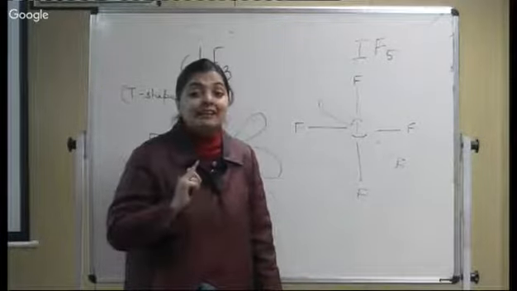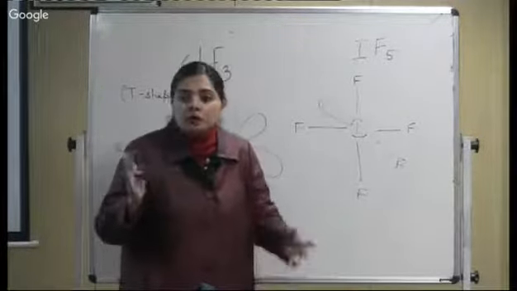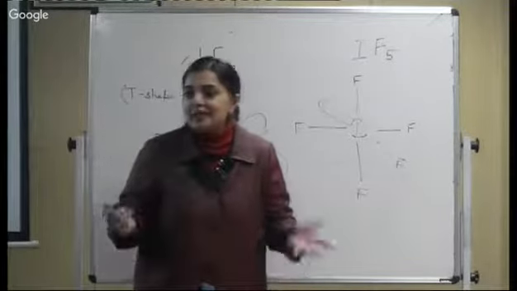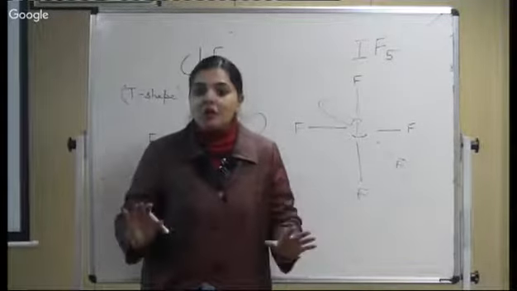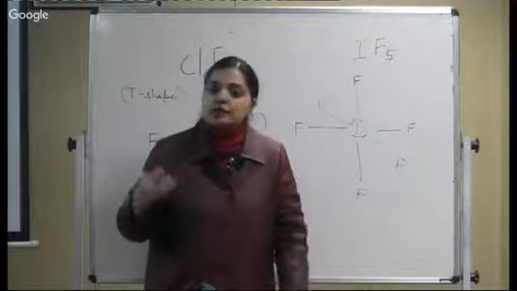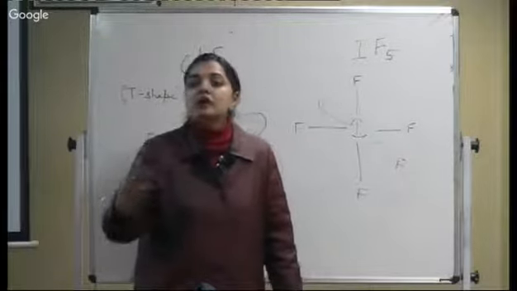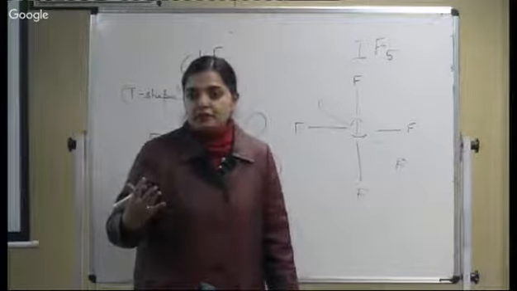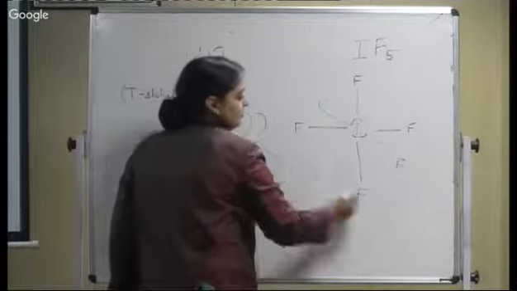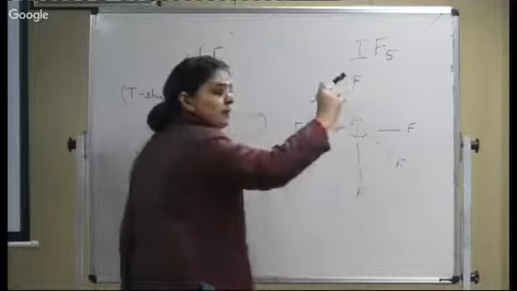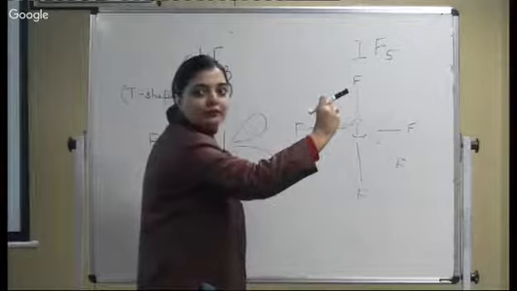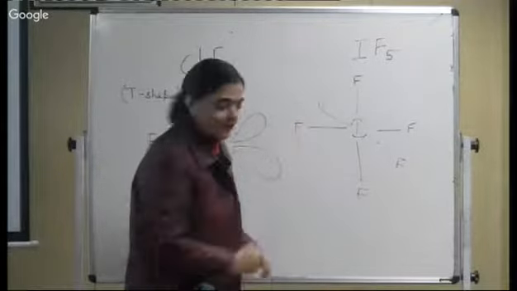A lone pair will never be taken up in the geometry because a lone pair cannot be seen. It's not an atom. It's free electrons, a pair of free electrons. So it never takes part in the geometry formation. So it will be a square and a pyramid coming up with the outside fluorine. Right? It will be square pyramidal.